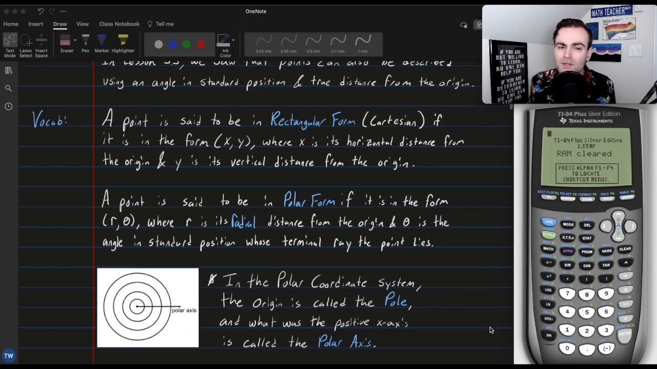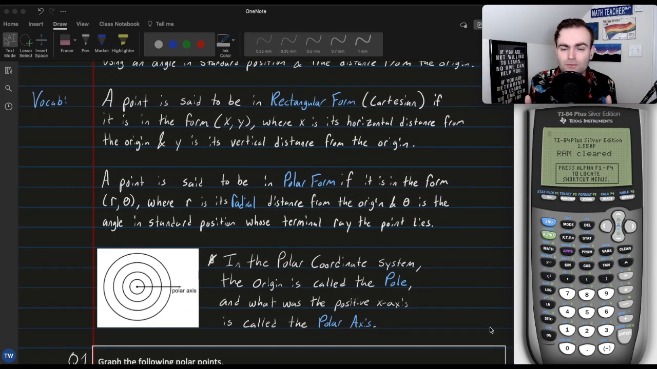So first and foremost, a rectangular form, the old way of doing things, is x comma y, where x is the horizontal distance from the origin, y is the vertical distance from the origin. This is also known as Cartesian. It depends on how much history your teacher really knows or just how particular they are about the definitions and the words you use to describe things. So some teachers are going to use rectangular form. Some teachers may use Cartesian form. They are exactly the same thing.